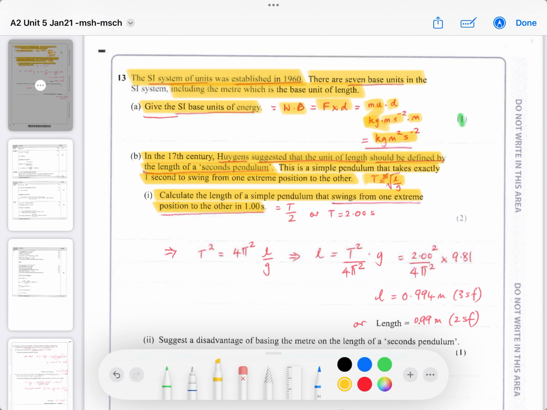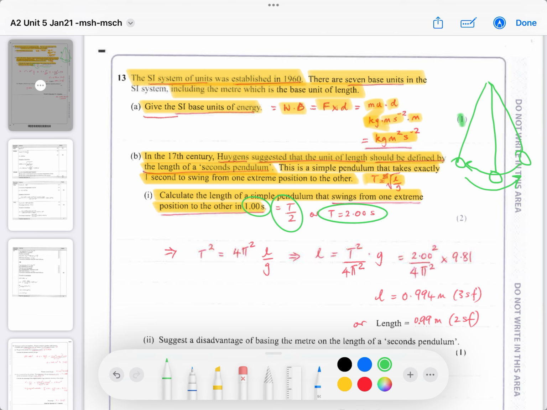Well, if you've got a pendulum, one extreme would be here, and the other extreme would be there. That time is half a period. So when it goes back again, that would be the full period. So T over 2 would be 1 second, and that's what they're trying to see that you can work out for yourself. So T would be 2 seconds exactly.